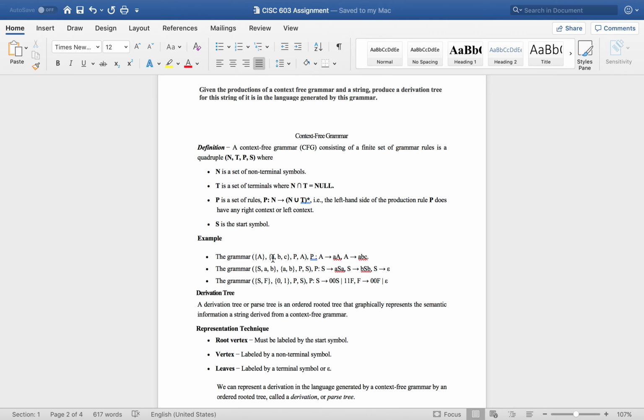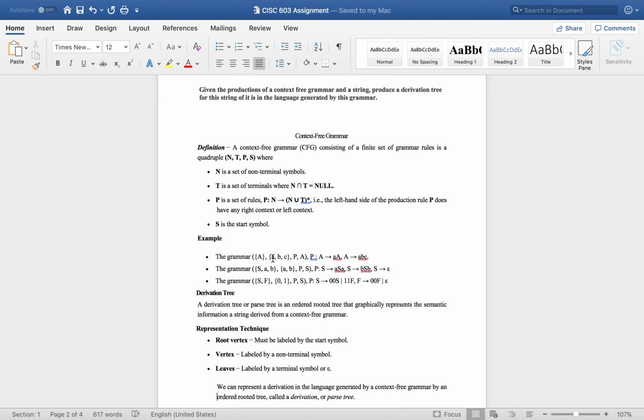Basically, a context-free grammar, that is CFG, consisting of a finite set of grammar rules, is a quadruple, that is N, T, P and S, where N is a set of non-terminal symbols and T is a set of terminals, where N intersection T is null. So there is nothing in common between N and T, and P is the set of rules. So P is a subset of N x (N union T)*, that is, the left-hand side of the production rules. S is the start symbol. So anywhere in the quadruple, S is always the start symbol.